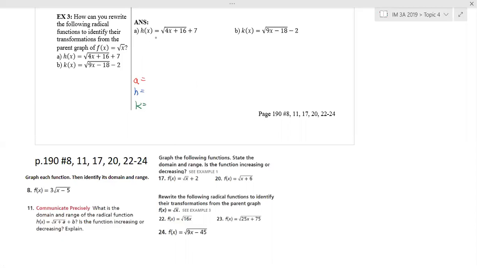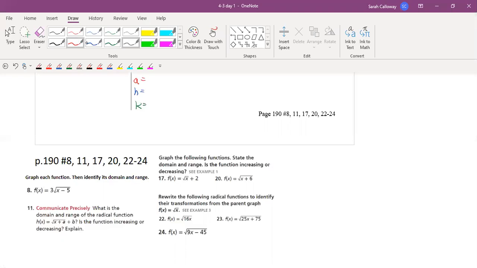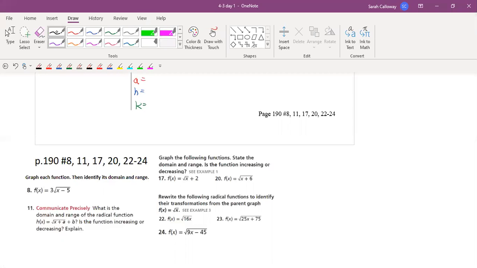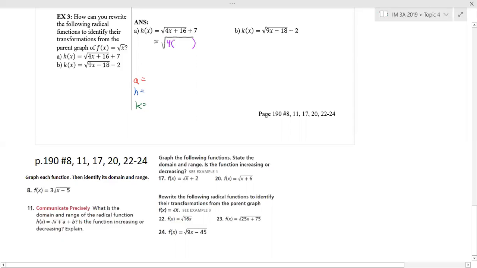And so what I want to do with this is think about the greatest common factor of the expression under the radicand. So notice that a 4 can go into both 4 and 16. So what I'm going to do is factor out that 4 so that I have x plus 4. And then I still have a plus 7.